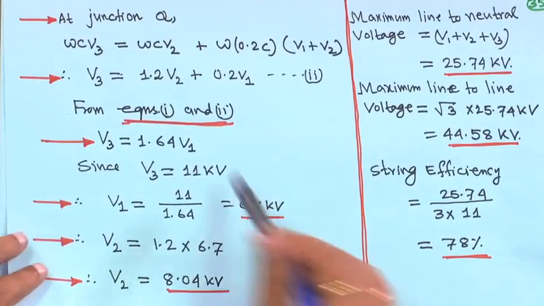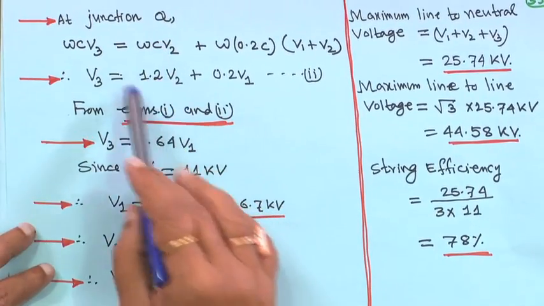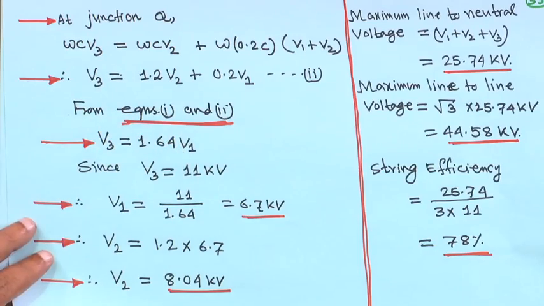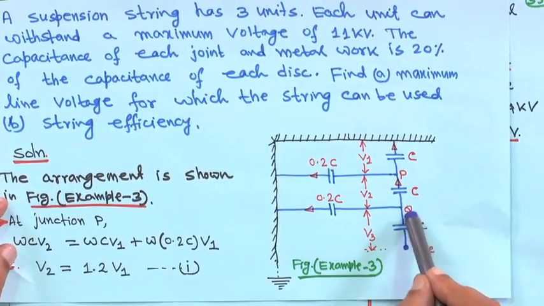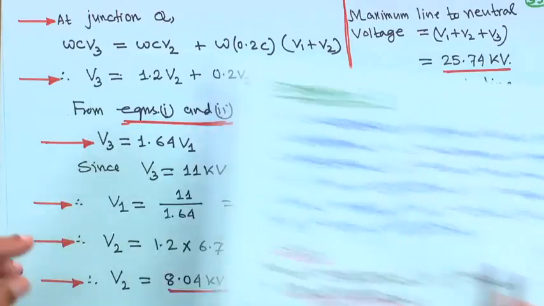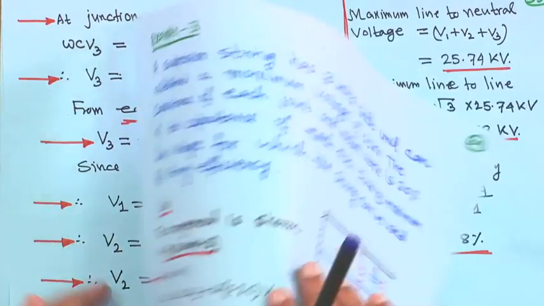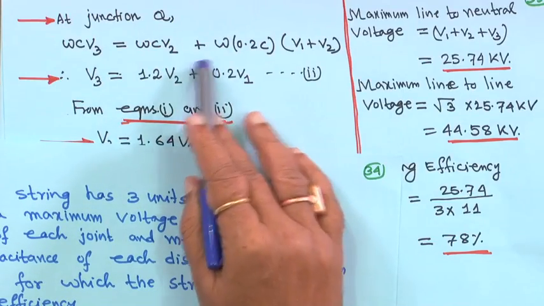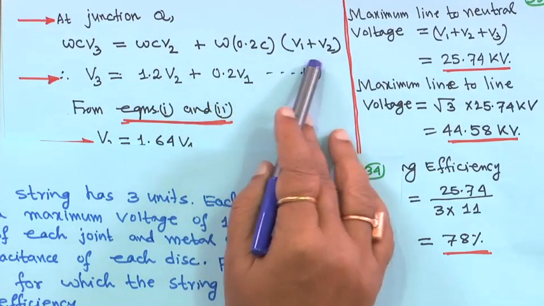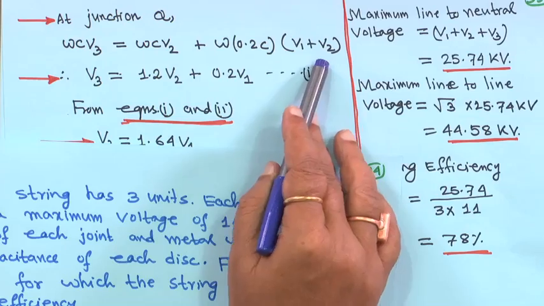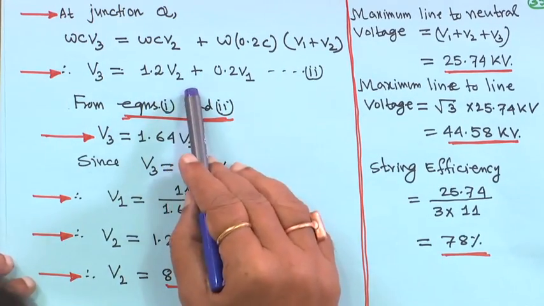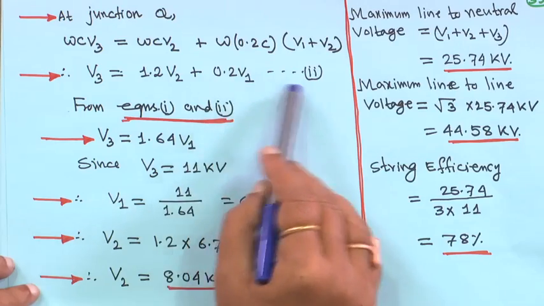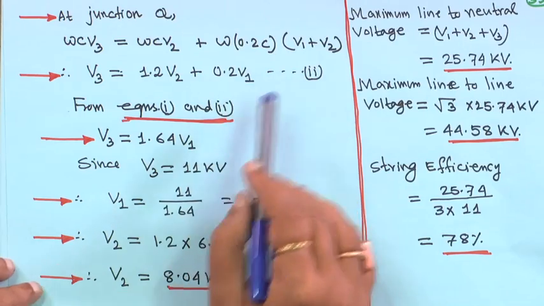Similarly, at junction Q, omega C V3 is equal to, look at this diagram, omega C V2 plus omega into 0.2 C multiplied by V1 plus V2. So, you will get V3 is equal to 1.2 V2 plus 0.2 V1. So, this is equation 2.